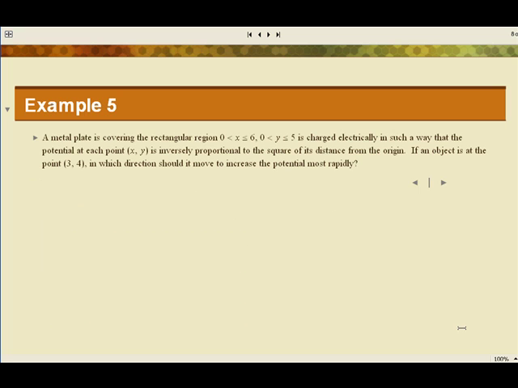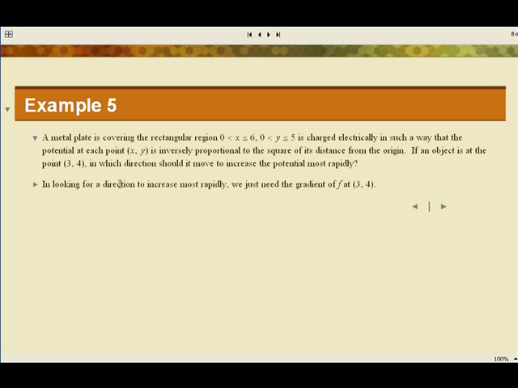Alright, so here's our last problem. We have a metal plate covering a rectangular region from 0 to 6 in the x direction and 0 to 5 in the y direction. And it's charged electrically in such a way that the potential at each point is inversely proportional to the square of its distance from the origin. If the object is at the point (3, 4), in which direction should it move to increase the potential most rapidly? So this is sort of an electricity problem here, trying to increase the potential or voltage.